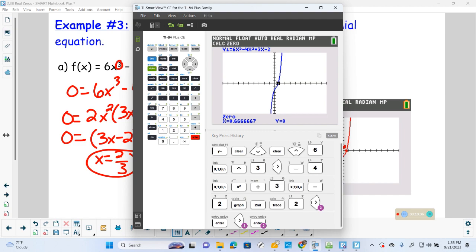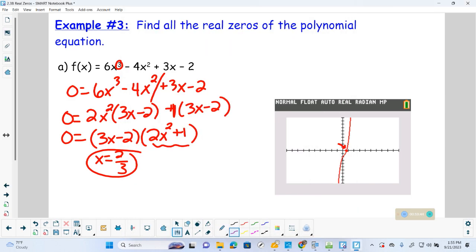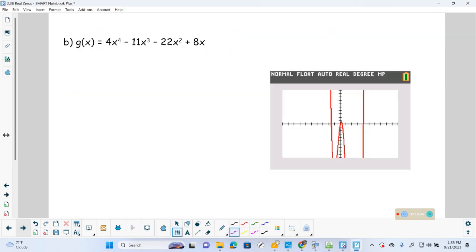So I could have gotten my answer right off my calculator if you recognize 0.6 repeating as 2/3, and I could have had 0 work. That's how good you are at fractions, my friends. All right, let's look at the next one.